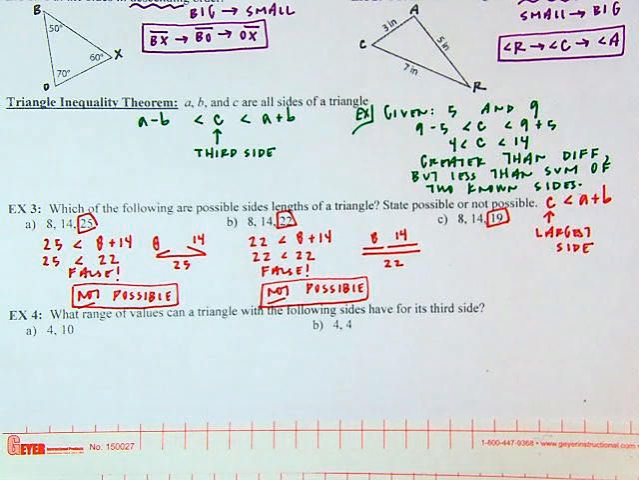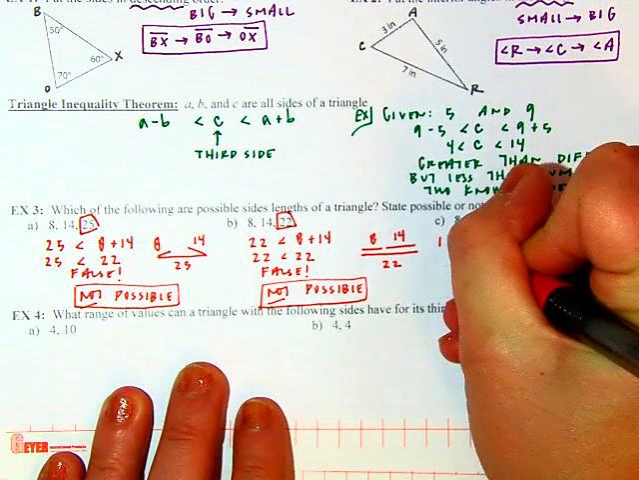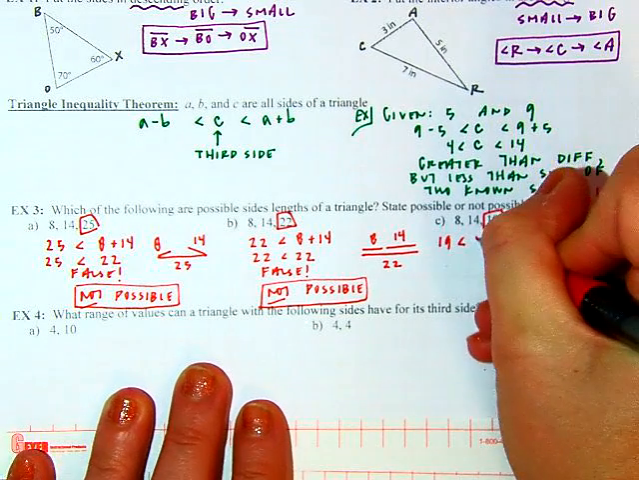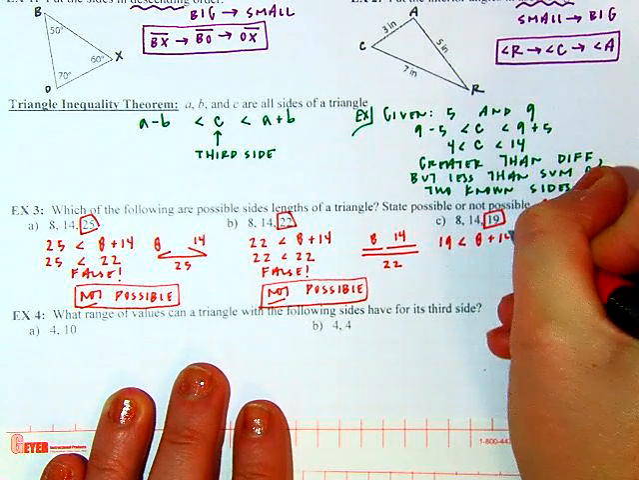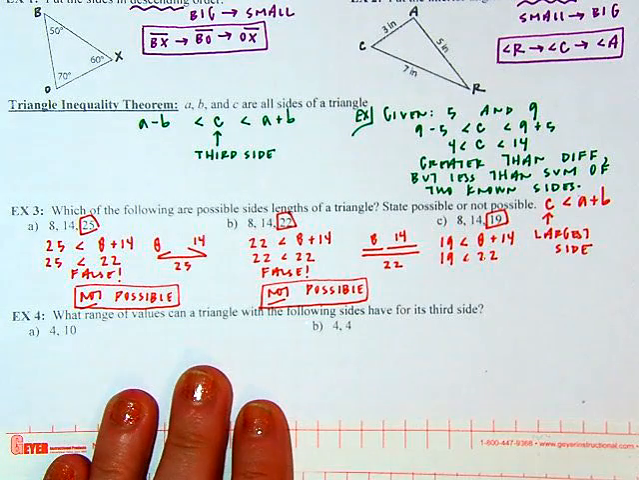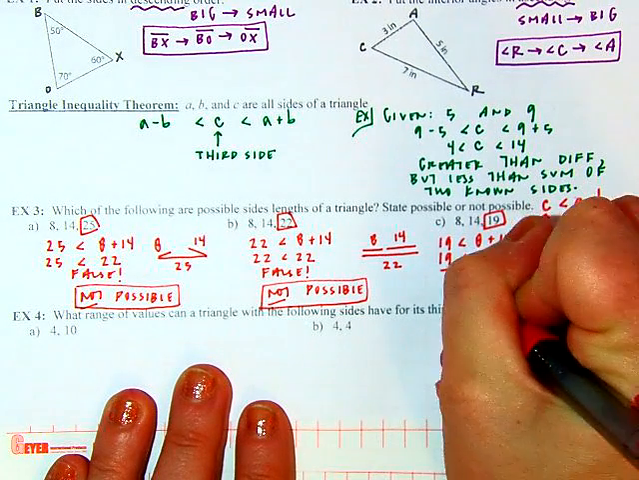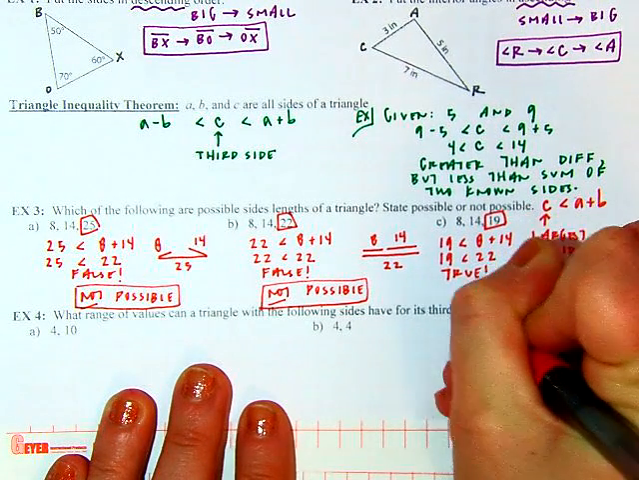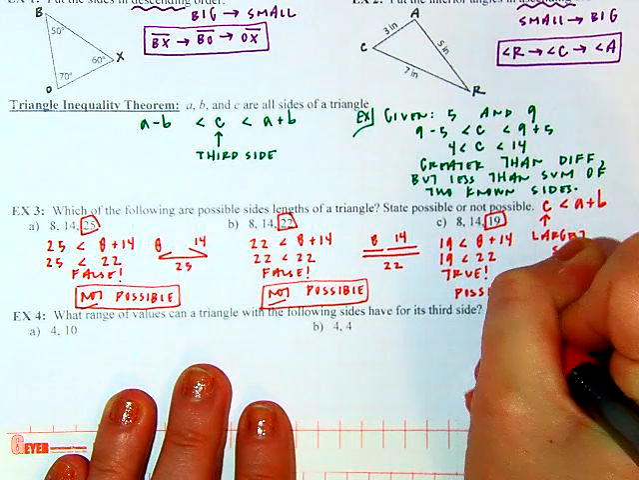Okay, my last variation, clearly I got to give you one that works. So how does 19 relate? Is 19 less than 8 plus 14? Is 19 less than 22? And yes, finally we see success. This one is true. This would create a possible triangle.